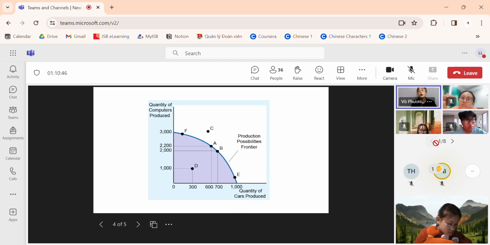Okay, right. So why does the PPF have a shape like this? Why is it bowed outwards like this? Okay, tell me the reason.